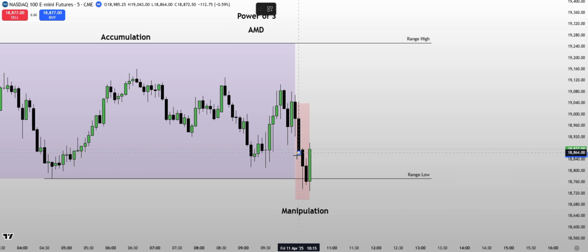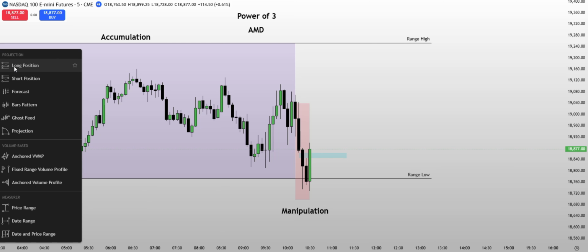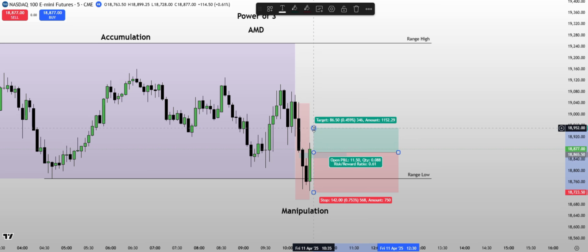Price came, V-shaped reversal, inverse this gap right here. V-shape inverse gap right here. This is one of the entries you can take.